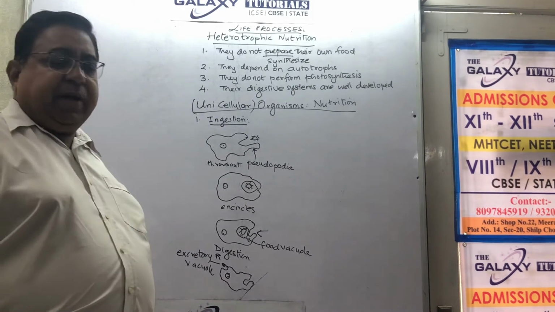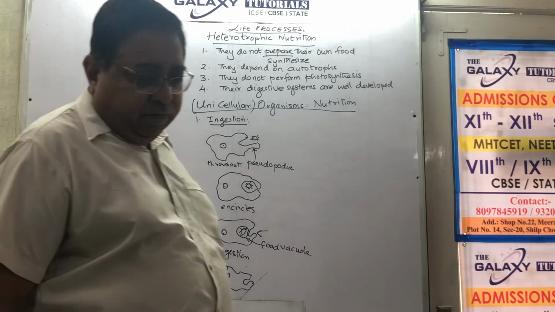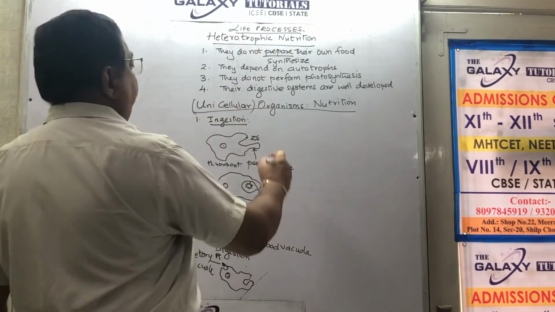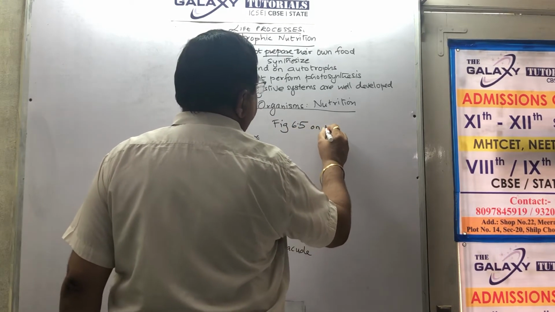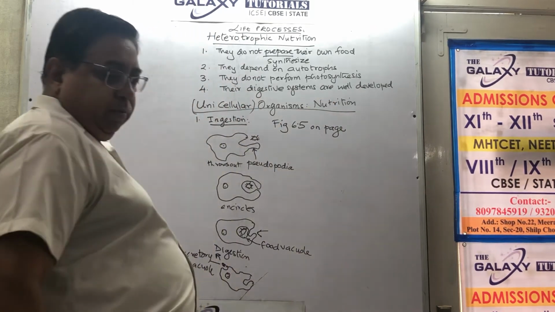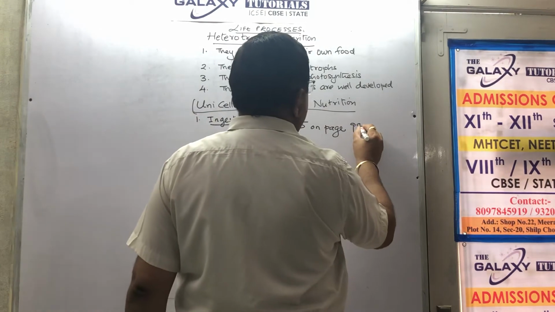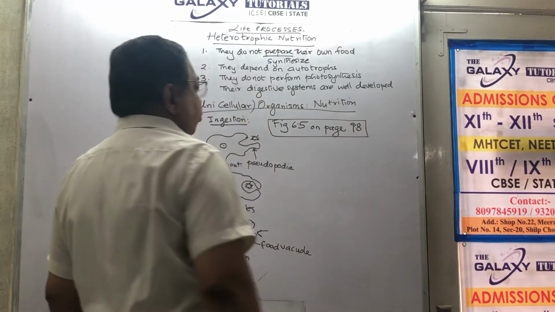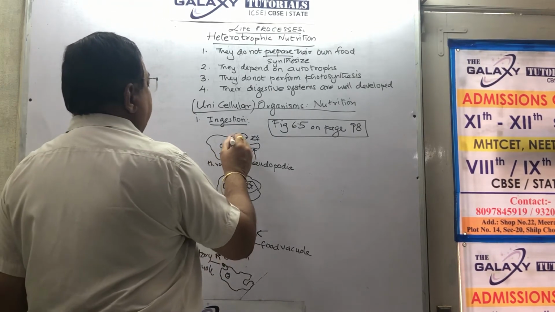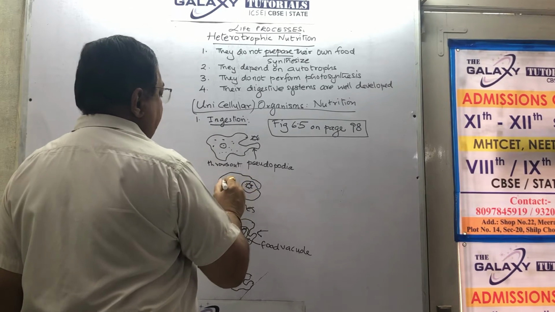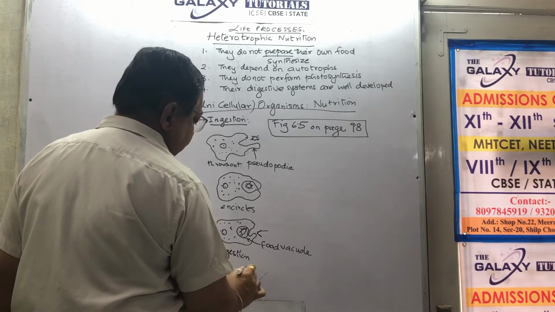The diagram is expected to be labeled or drawn in the board exam. Figure number 6.5 on page 98 of your textbook. Please practice. Check out all the labelings. You don't have to color. Just because this is how they have shaded, you can put in a few dots to show that there are other particles or enzymes and others. So you dot it so it doesn't look empty.